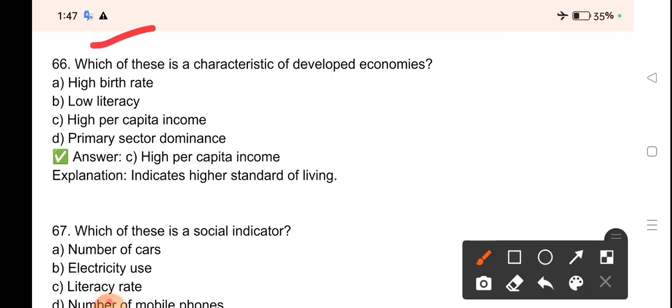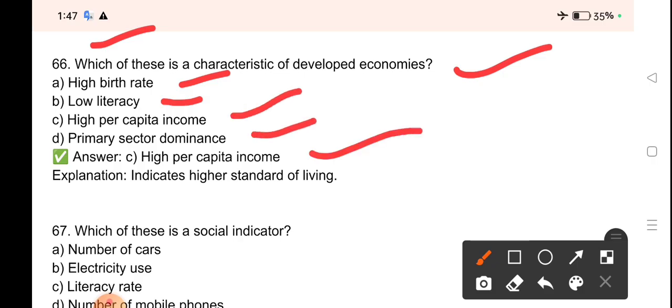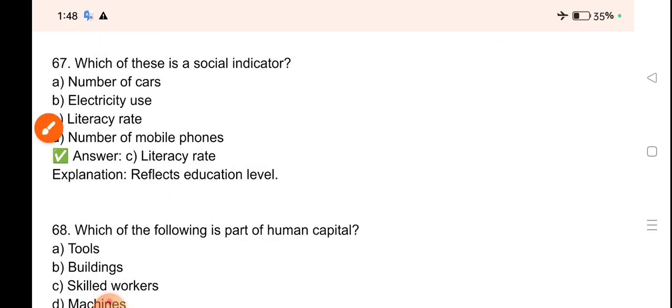Which of these is a characteristic of a developed economy? Birth rate, low literacy, high per capita income. High per capita income is a characteristic of a developed economy. It indicates a higher standard of living.